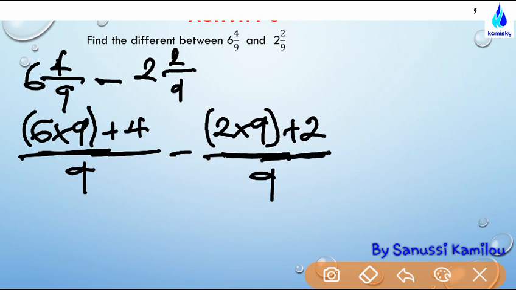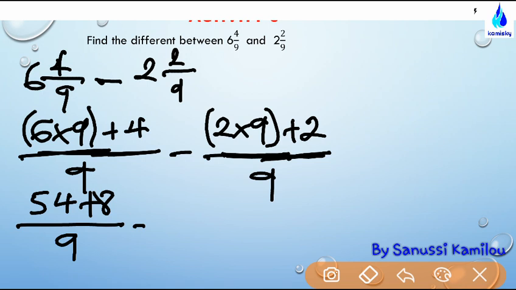6 times 9 will give us what? Wow, if your answer is 54, then you did very well. 54 plus 4 over 9, minus 2 times 9 will give us what? This one. What will be the result? 18 plus 2. Very good. Over 9. We shall continue over here.